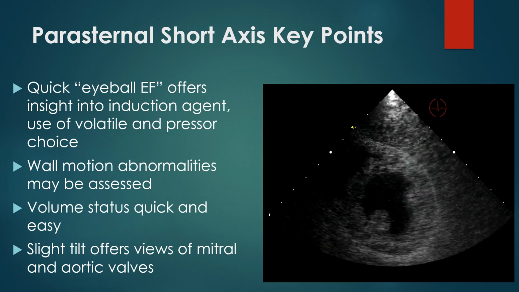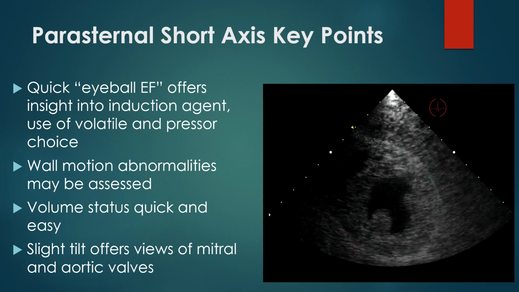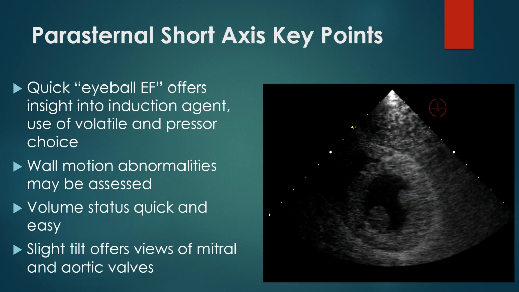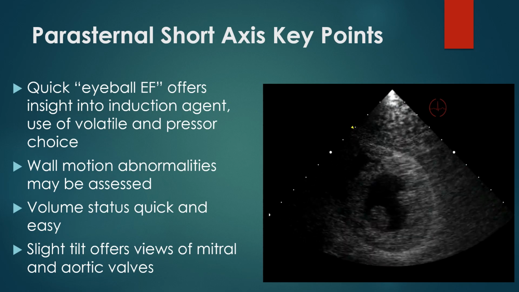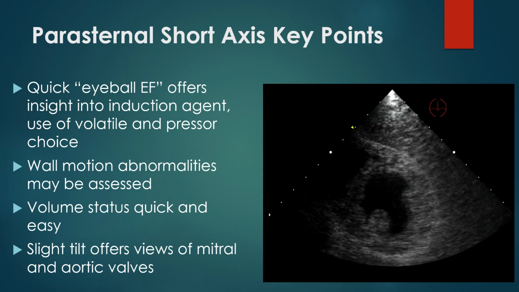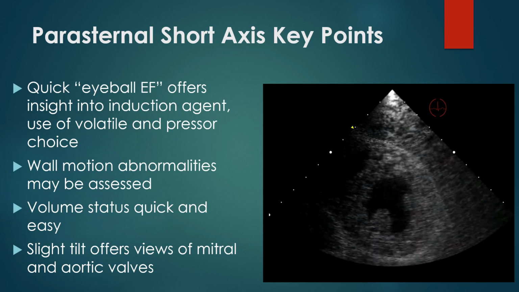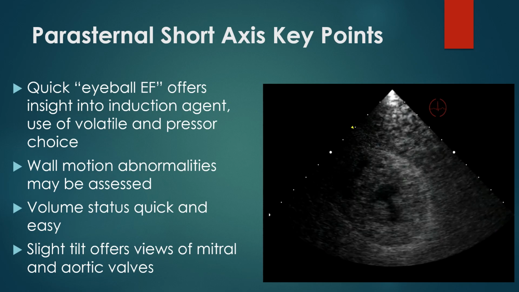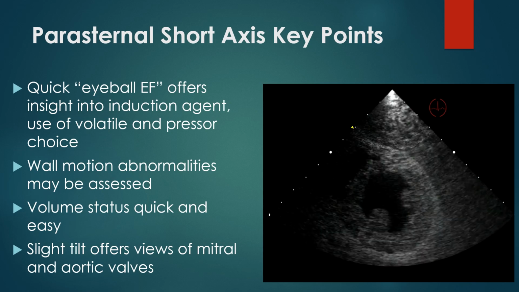This is the parasternal short axis key points. You can kind of see the 2D image over here on the right. Notice how the papillaries are kissing. They're called kissing paps. I coined that phrase about 15 years ago, and it was stolen from me. And I'm somehow trying to get my name on whatever Young Doctors Network that they keep talking about it with as my phrase. But a quick eyeball EF, you get wall motion abnormalities, you get volume status, quick and easy, down and dirty with this view. It's a very nice view.